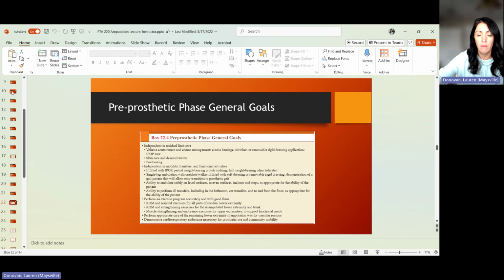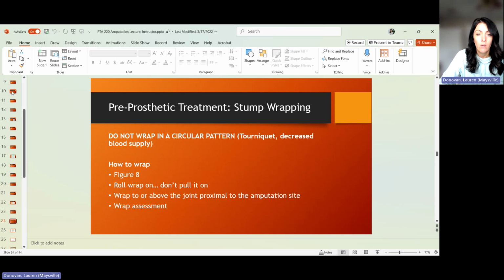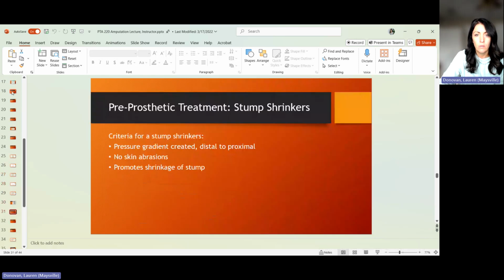So it might have to really make up for the slack of that residual limb. So there's several different things. Now, I'm not going to get crazy into wound healing or stump wrapping because you're going to be doing elastic wrapping, or talking more about that, in 200. So I'm really going to skip over all this information, but I just went ahead and put it in here for you. I just know about what a figure 8 means. You just don't want to put it in a circular pattern because it'd be like a tourniquet and decrease the blood supply.